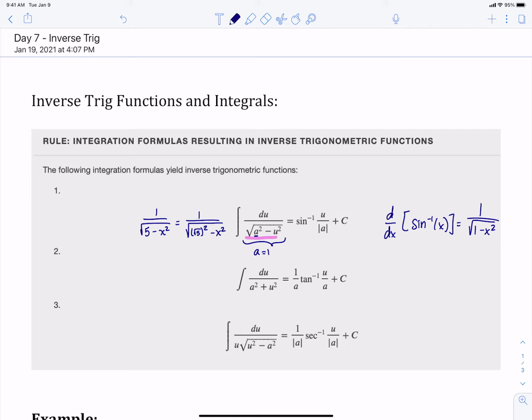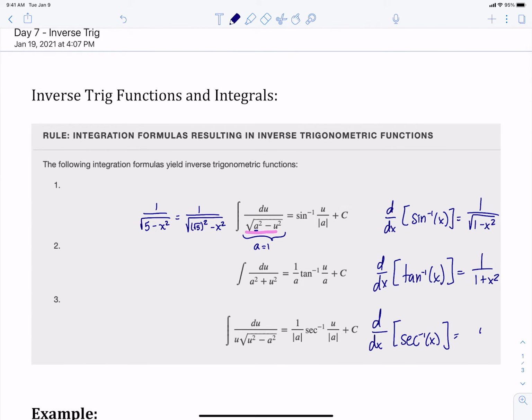But again, we have a similar formula for 1 over a squared plus u squared. And that's coming from the fact that the derivative of inverse tangent is 1 over 1 plus x squared. The last one, which we use a little bit less than the other two, is the antiderivative that results in inverse secant. The derivative of inverse secant is 1 over the absolute value of x times the square root of x squared minus 1. So that's where these are all coming from.